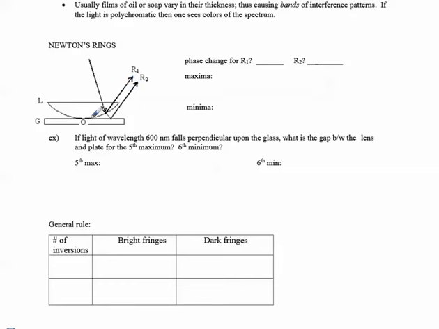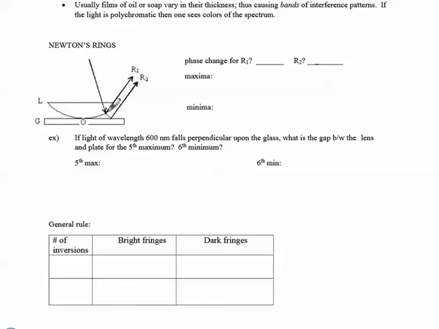And since that gap is changing in thickness, there are going to be bands of bright and dark if it's a monochromatic source. So the question we want to ask here is, what must be the gap distance, or how much spacing do we have, if we want to look at the 5th maximum or the 6th minimum? Like the previous problem, it's basically the same approach.